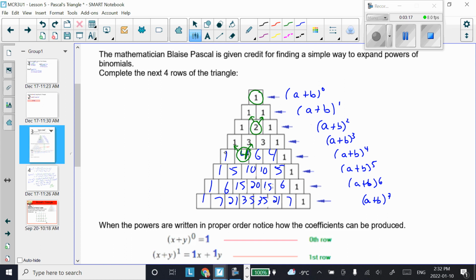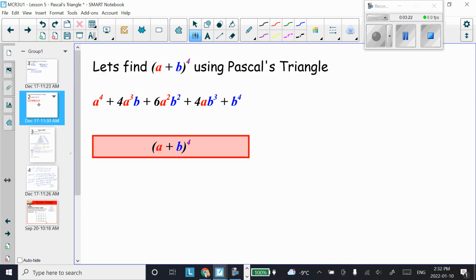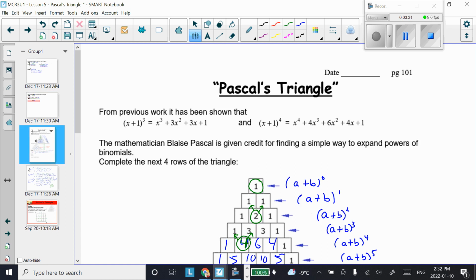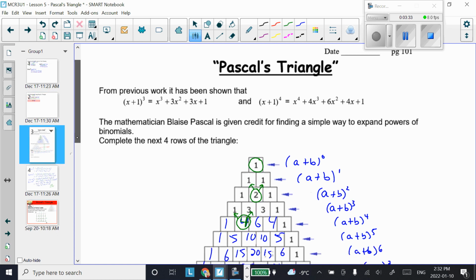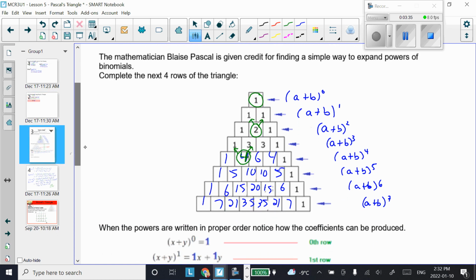So I'm going to show you how to write out, for example, a plus b to the 4th, I think we had. Yeah, a plus b to the 4th. So how do you write it quickly like we have here? Okay, so use Pascal's Triangle. What I'm going to do is take a look at the numbers in this row here. I've got a 1, a 4, a 6, a 4, and a 1. So that is 5 terms. And these numbers here are the coefficients of those 5 terms.